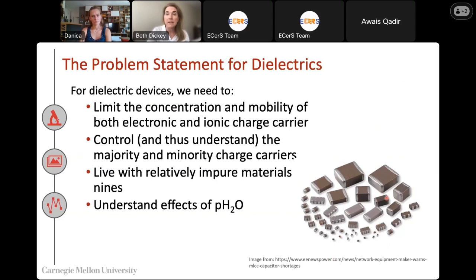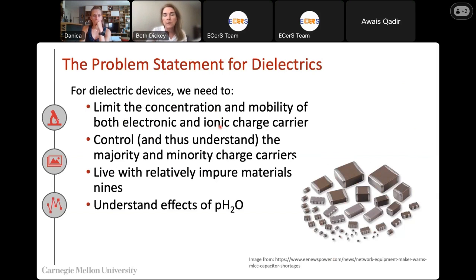things like barium titanate base materials and other electronic oxides that are used in capacitors, where we want to do a couple things. First of all, we don't want it to conduct electrically, we want it to store charge. So we want to limit the electronic conductivity, definitely, but also the ionic conductivity or the ionic charge carriers.